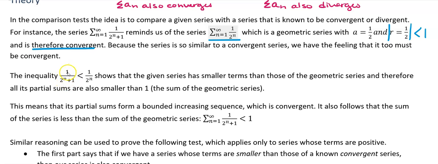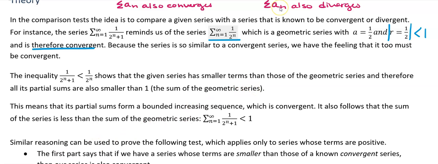So the geometric series that we thought up is going to be larger pretty much term by term when compared to the original series that we were given. And so we know then that the original series is going to be less than the geometric series that we thought up. And what that means is that all of the original's partial sums are also going to be smaller than 1, which is the sum of this geometric series.